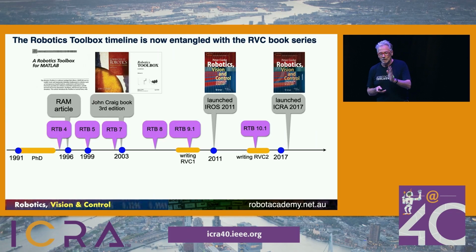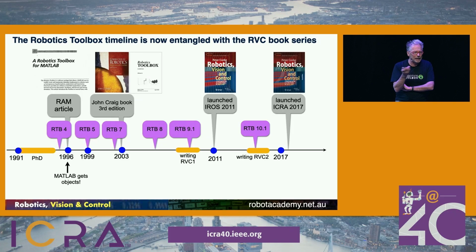So there's been relatively few releases over time. They've mostly corresponded with big events like the first edition of the book and the second edition of the book, when a lot of effort goes into updating the MATLAB version of the Toolbox. On the software front, things have changed along the way. In 1996, MATLAB got objects. Before that, it didn't have objects at all, so that led to some changes in the Toolbox.